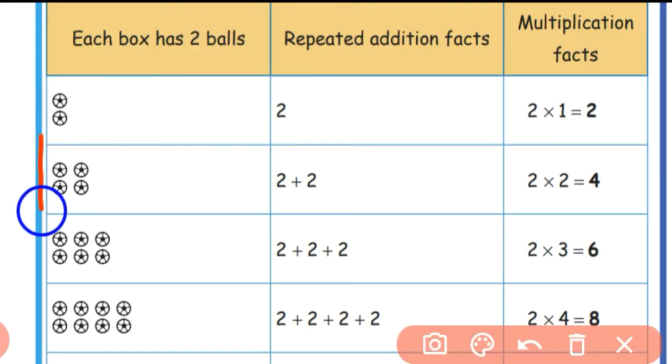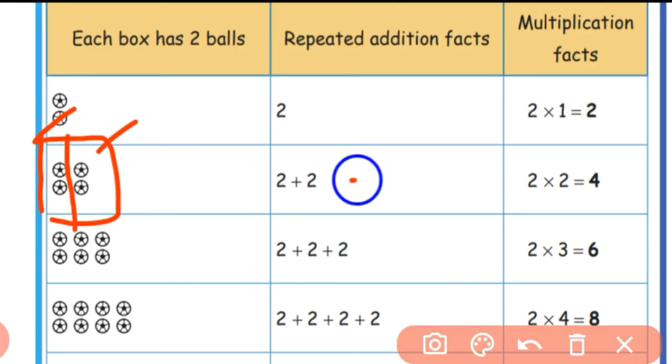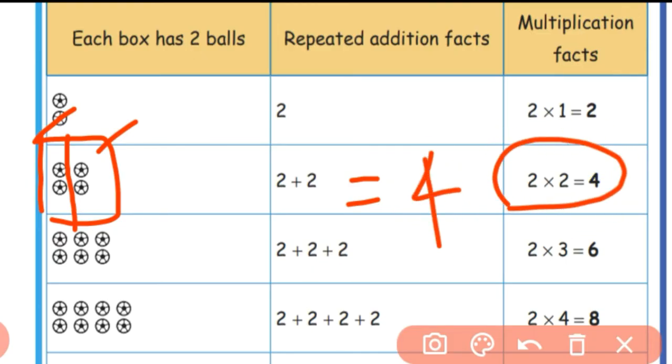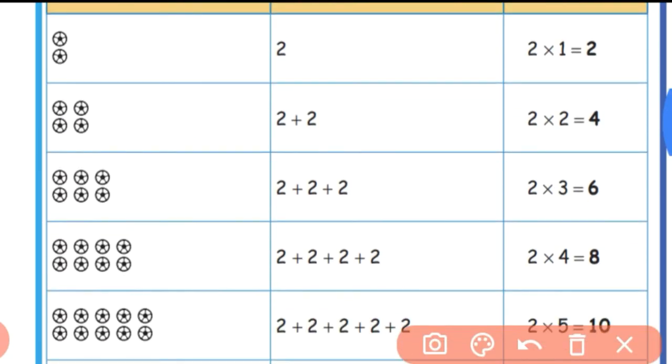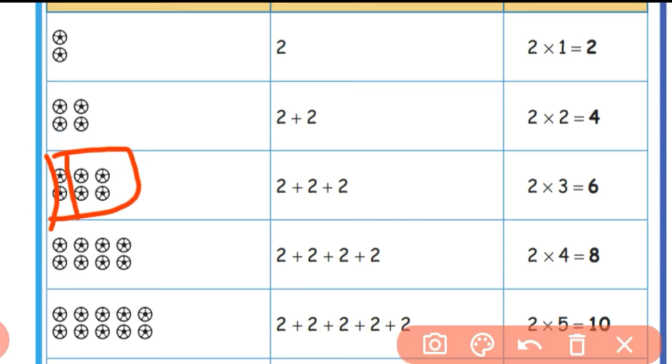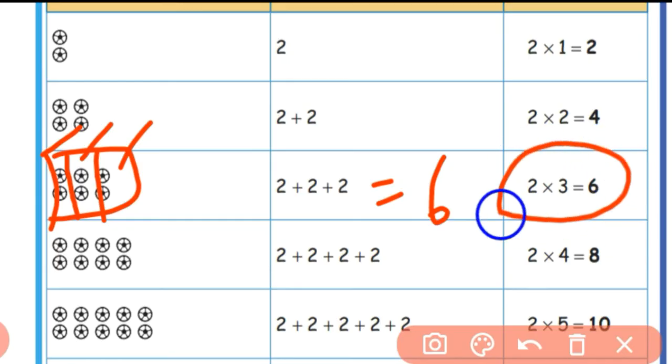Next one, see, 2 plus 2. So total number of balls is 4. 2 into 2 is equal to 4. Next one, number of balls 2. 2 plus 2 plus 2 is equal to 6. Multiplication sentence is 2 into 3 is equal to 6.